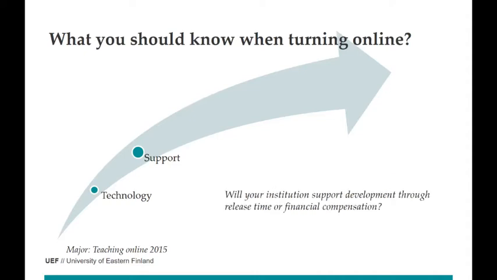And is the institute supporting this development by releasing time or some financial compensation? Well, in our case, why we have 150 teachers, it's because the university says that each of them will get 2 months without any other teaching duties, so they can concentrate on this flipping. And in some other institutes, I have read that if you are making an online course, they will give you 1,000 euros or something like that.